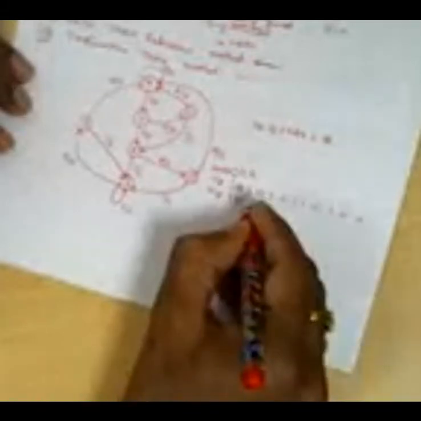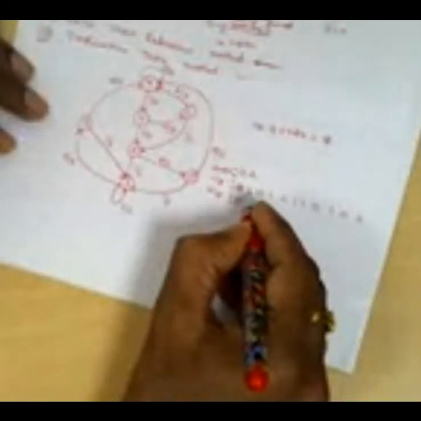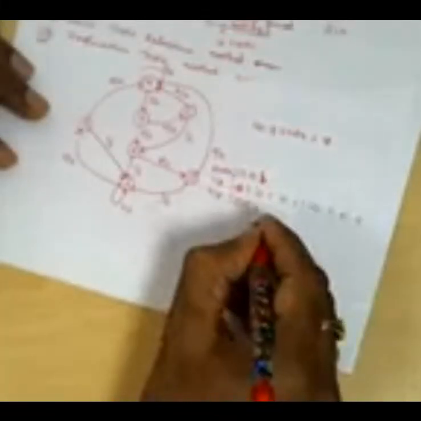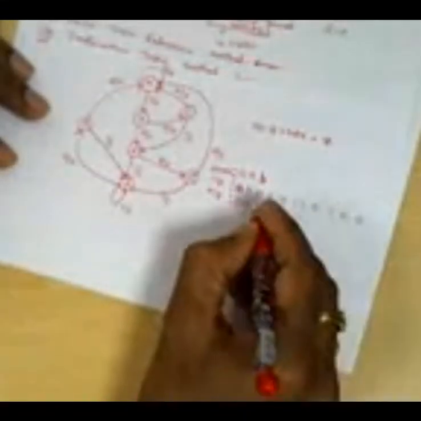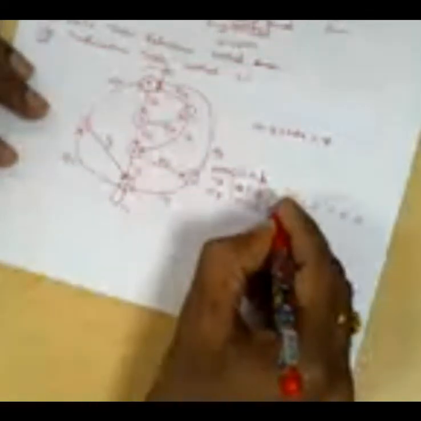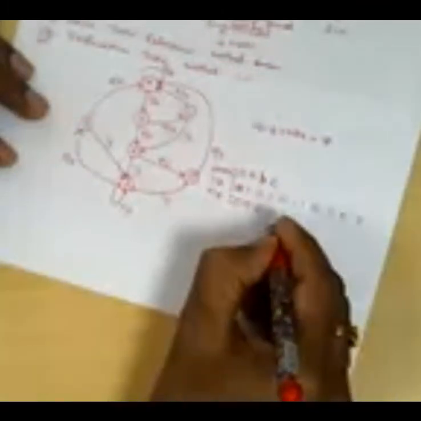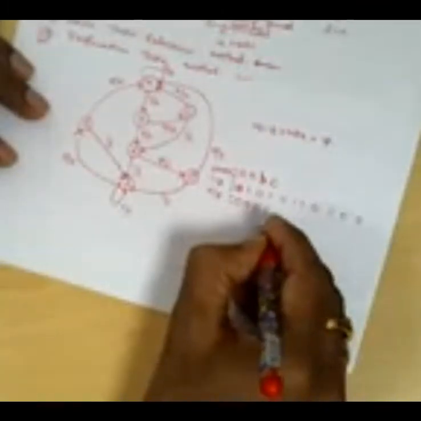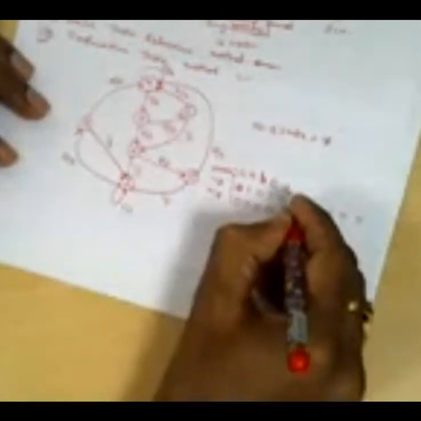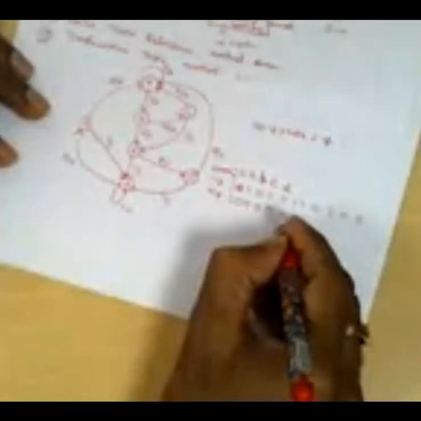Now 1 is coming. Then what's the next state? B. What is the output? 0. Now 0 is coming. The input is 0 now. What is the next state? C. What is the output? 0. Now 1 is coming. What is the next state? D. What is the output? 0. Like that you fill up it.